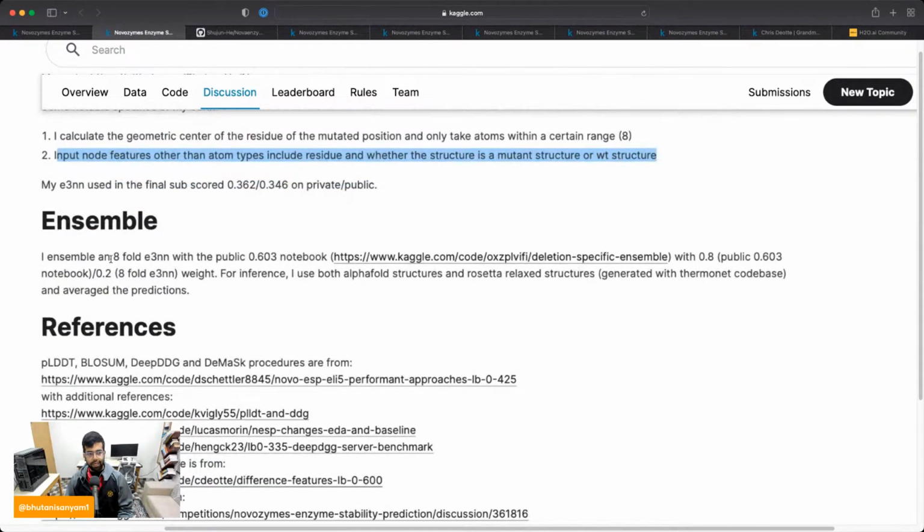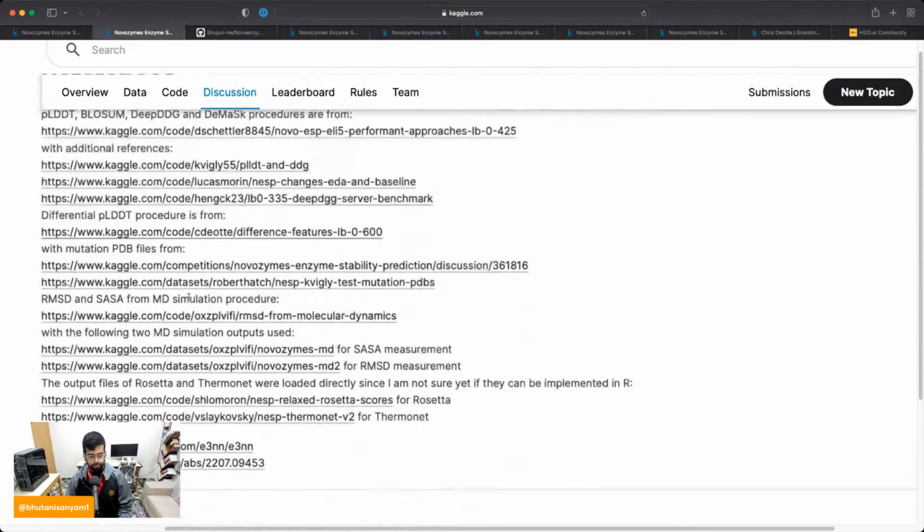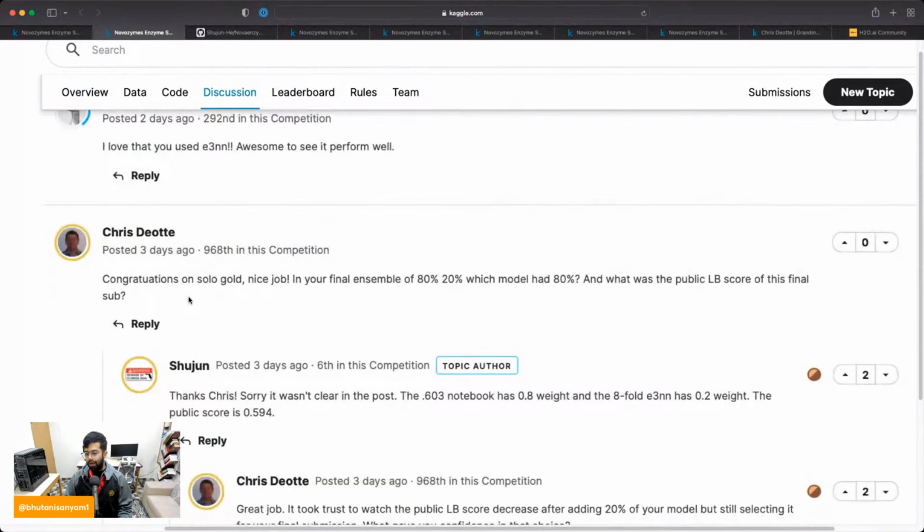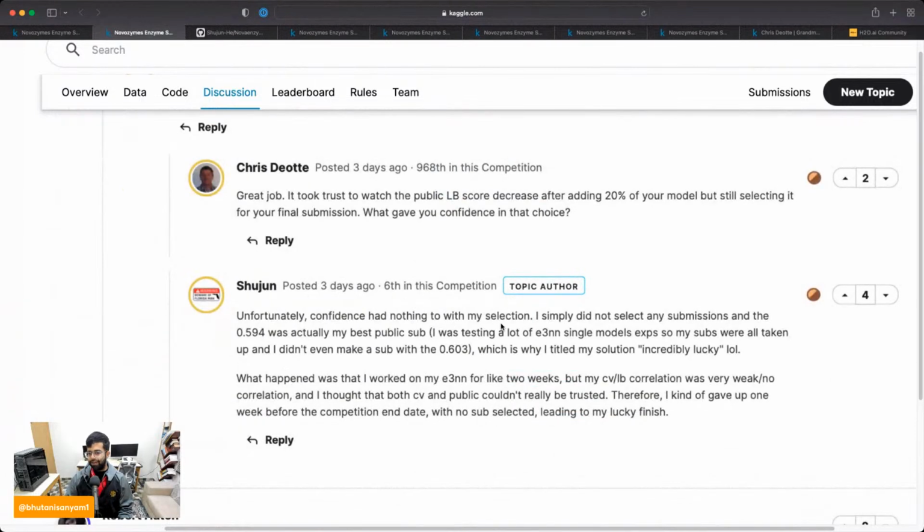For the ensemble, he used an eightfold E3NN with this particular notebook, with weights 0.8 and 0.2. So he had given lesser weightage to the E3NN notebook. Now, he mentioned that he got lucky, as I understand, because he did not select his submission, and just by chance, his best public LB ended up sixth. So if you don't select your submission, Kaggle by default selects the top two submissions based on the public leaderboard, which in his case got him to a sixth position.